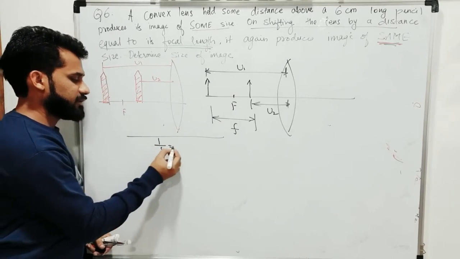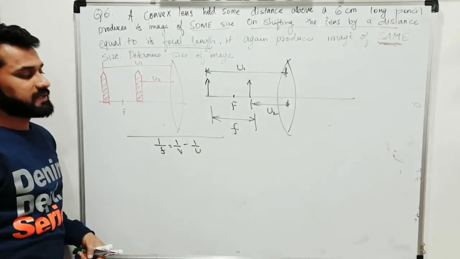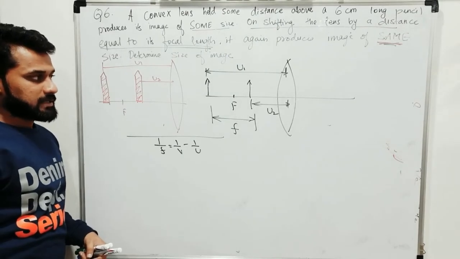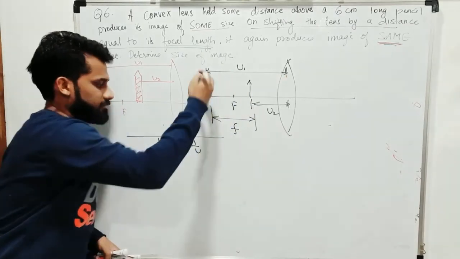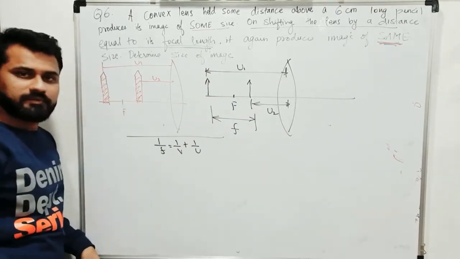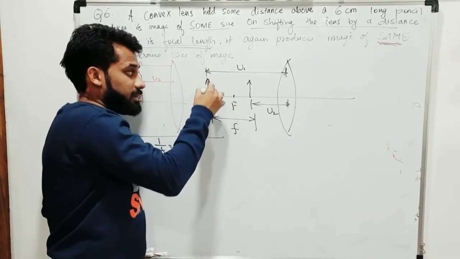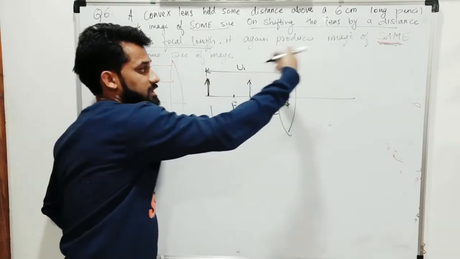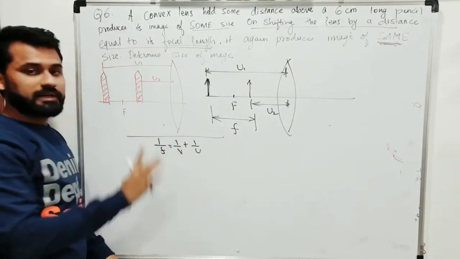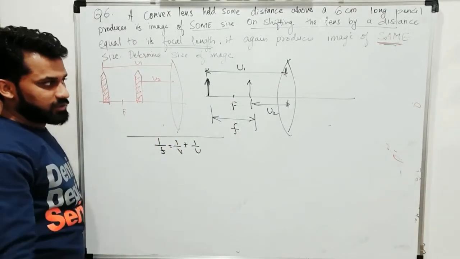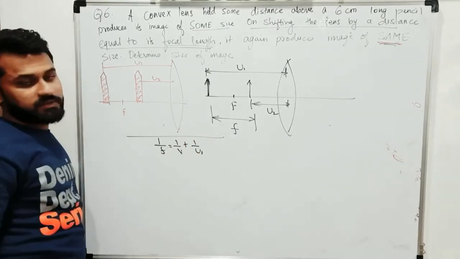In first case, if I use lens formula, 1 by f is 1 by v minus 1 by u. Using sign conventions, u is negative, right? So this will become positive. And v is positive because since the object is placed beyond the focus, the image will form on the other side. So v will be positive, u will be negative. So that it becomes positive. Focus is always positive for convex lens. Since the distance is u1, this is what we get.